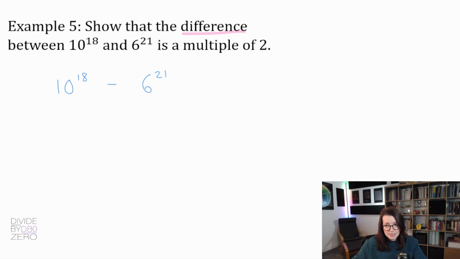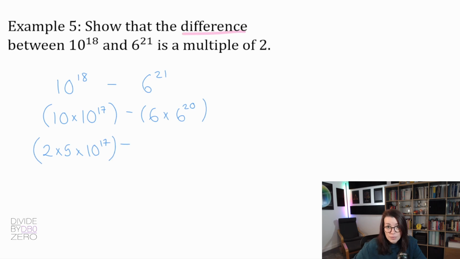To do that, you can rewrite 10 to the power of 18 as 10 times 10 to the power of 17, just using your power laws. And similarly, you could pull a 6 out there and say that 6 to the power of 21 is the same as 6 times 6 to the power of 20. Let's put brackets around those and then subtract. Now 10, that's an even number, a multiple of 2. So let's write that as 2 times 5 times 10 to the 17. And similarly with 6, you can pull a 2 out, so have it as 2 times 3 times 6 to the power of 20.